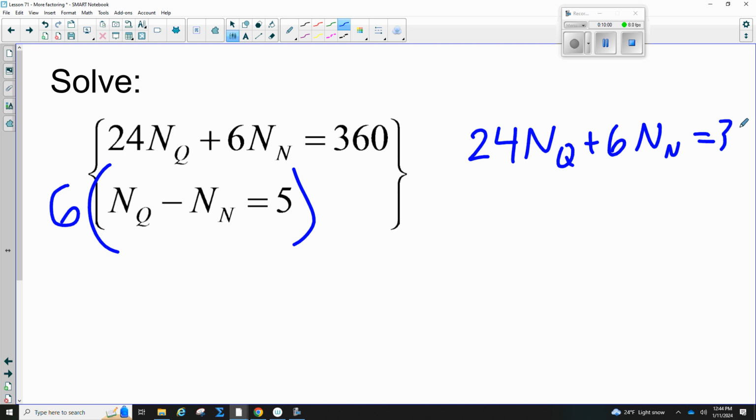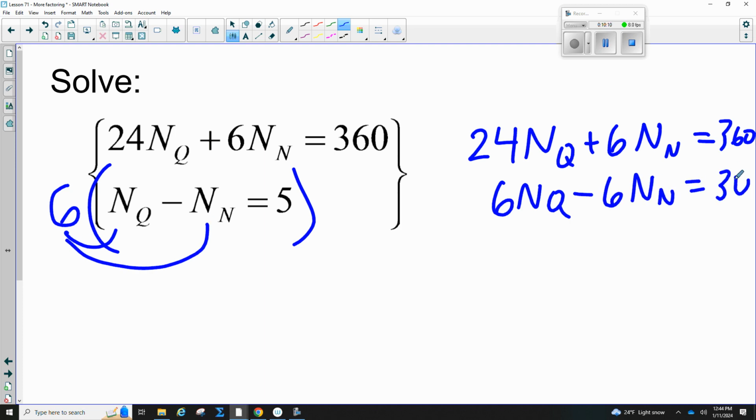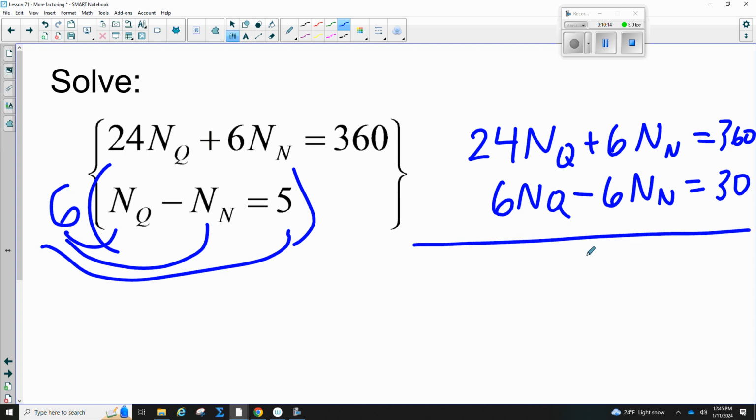And right here, I'm going to multiply. This will give me 6nq minus 6nn equals 30. Be sure you multiply all the way across. All right, add down. What's 24nq plus 6nq? 30nq. You just treat it as a variable, okay? These cancel. And then I have 360 plus 30 is 390.